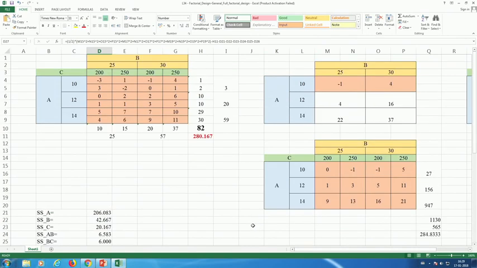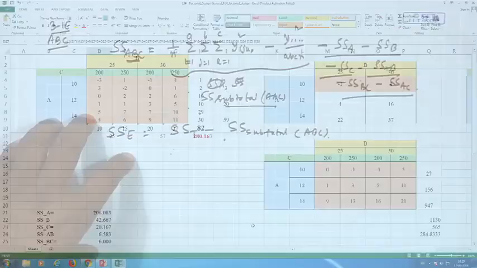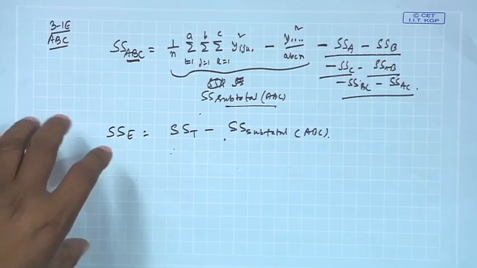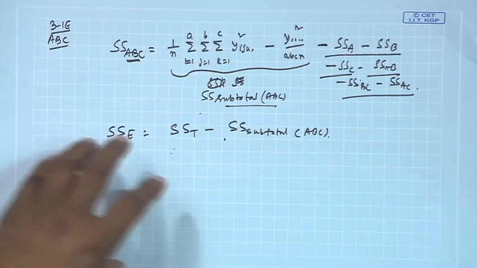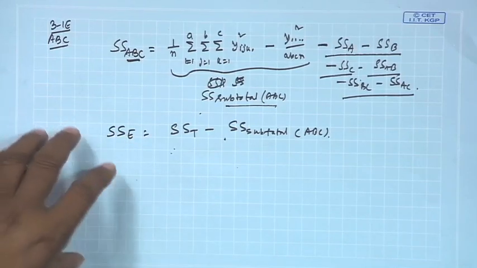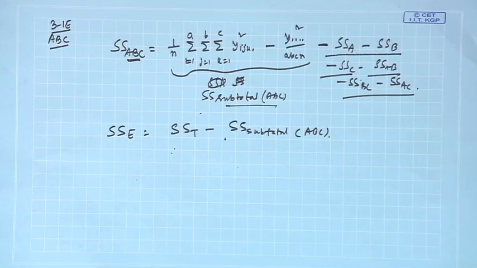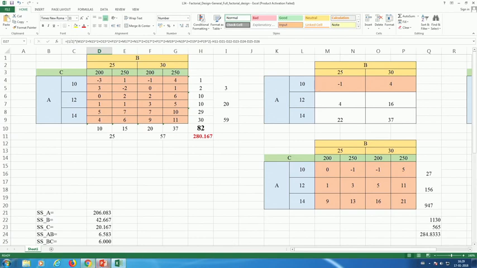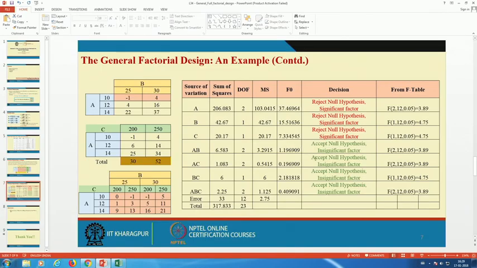So, that means within a data table, by using arithmetic summation and arithmetic operations, you will be able to find out not only the parameters tau i, beta j, gamma k, tau beta ij, all those things, but also SSA, SSB, all the sums of squares you will be able to compute, and then you can develop the ANOVA table. So, this is what is our ANOVA table finally.